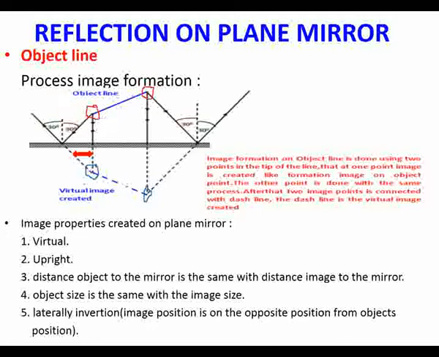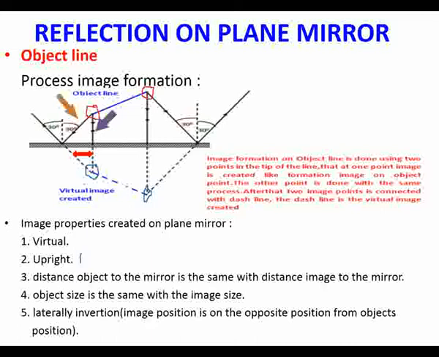After we learn about the process of image formation on a plane mirror, we know there are several image properties created on a plane mirror. The first property is virtual. A virtual image is an image created by two extended rays that intersect behind the mirror. The second is upright.